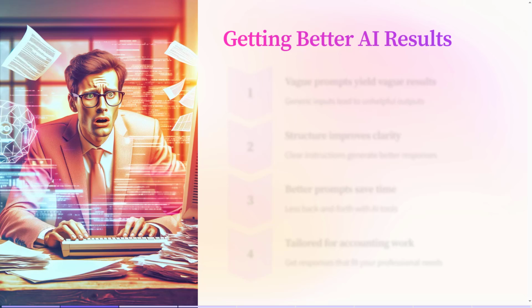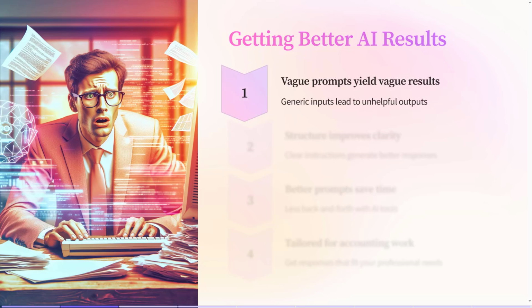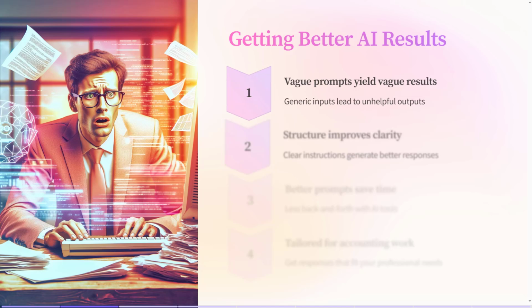So it's very important that we get better prompts so we get better results, because vague prompts are going to give vague results. Generic inputs lead to unhelpful outputs. Also, if the structure of your prompt is poor, it's not going to give clear advice, clear clarity for the AI, and therefore it's not going to give you a good result. So clear instructions generate better responses.